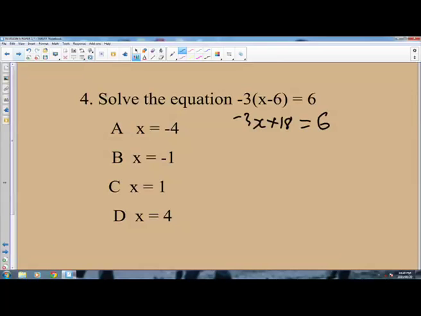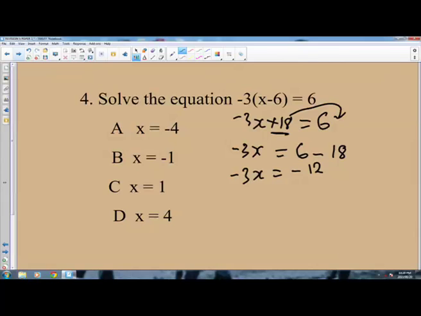We therefore collect the like terms. Minus 3x is equals to, we have to take this 18 this side, and it's positive. When you take it to the other side of the equal sign, the 18 will become negative. So this will be minus 3x equals to 6 minus 18. Because the 18 is positive at this stage here, and then we have to take it to this side, it becomes negative. So we have minus 3x equals to 6 minus 18. And then this will be minus 3x is equals to negative 12.